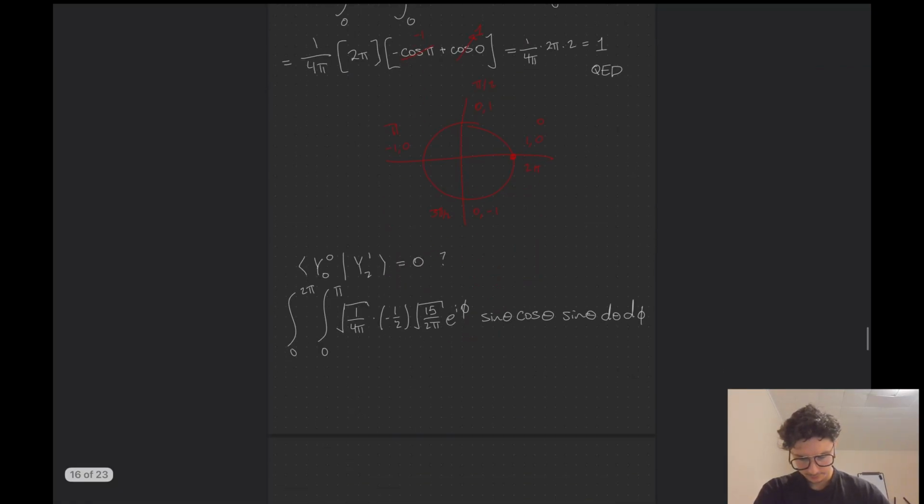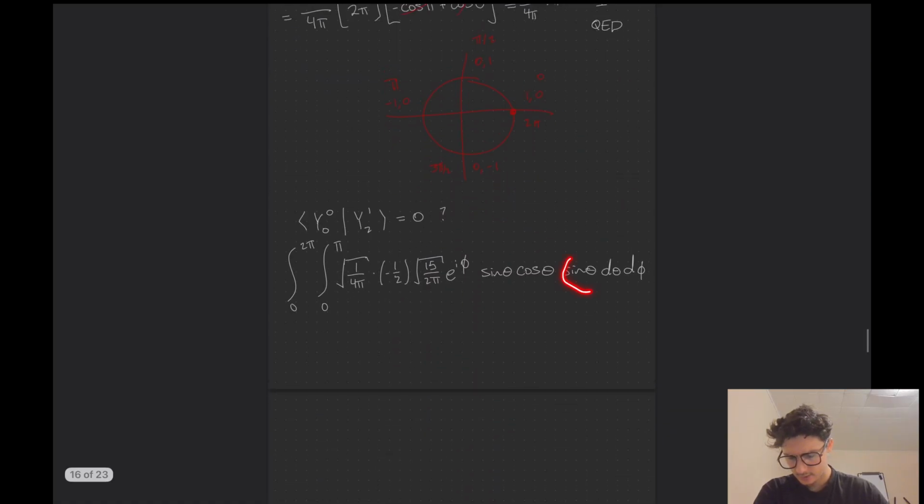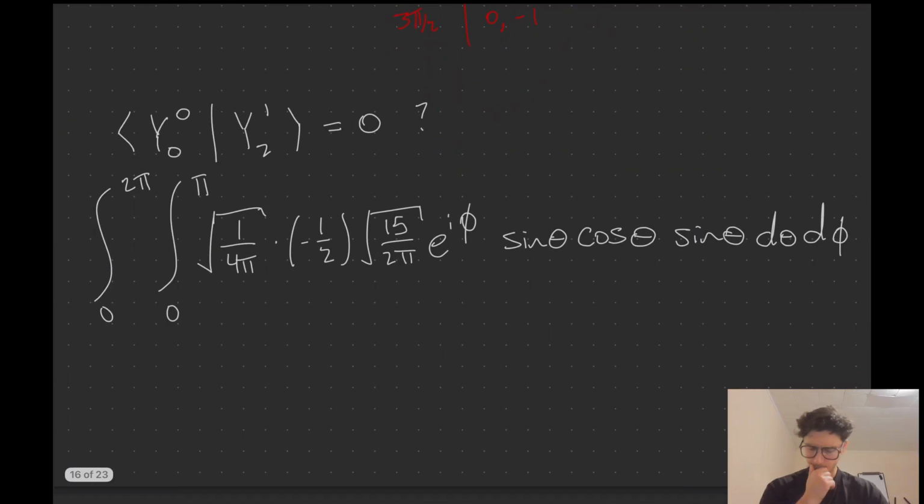So what did I do here? I'm just taking this one here and this one in the ket, because then I don't have to take a complex conjugate of this. It's not a big deal, but if you put this in the bra, then you have to take a complex conjugate there, which is not a big deal. Multiply by this 0, 0 spherical harmonic, which we have here, and this one is minus 1 over 2 square root 15 over 2 pi, e to the i phi, sine theta, cosine theta. And here I have an extra sine theta d theta because of that Jacobian thing. When you take integrals in different coordinates, you have to add this little Jacobian thing. Just try to remember it.